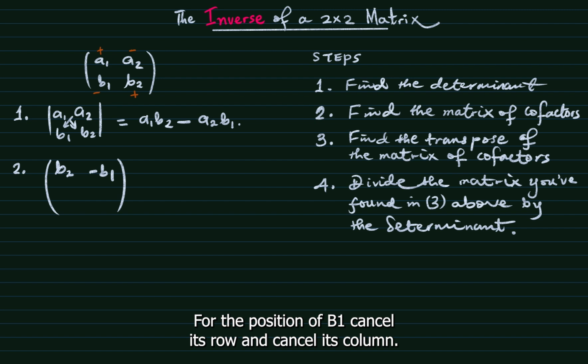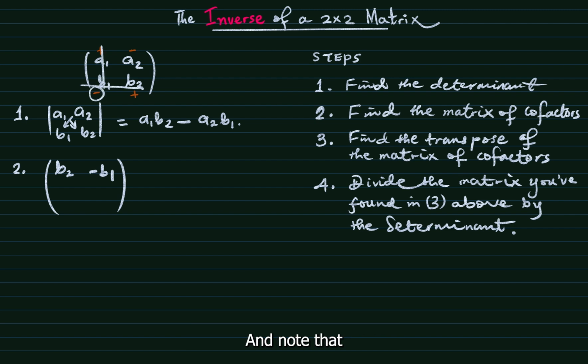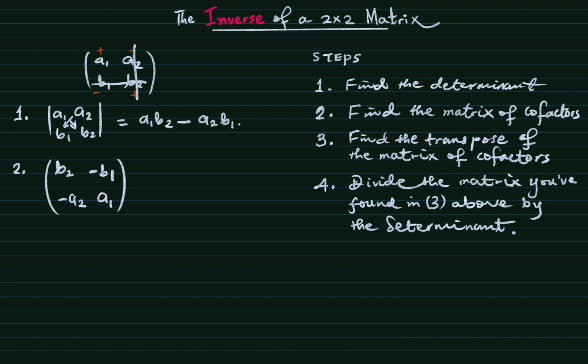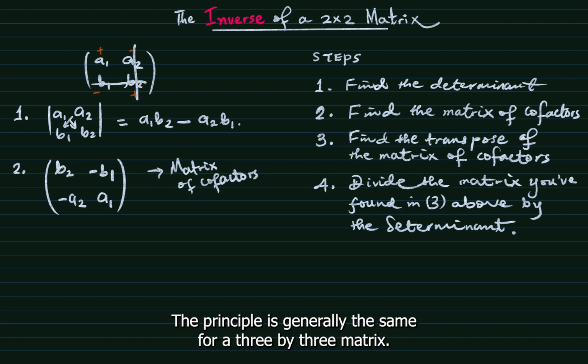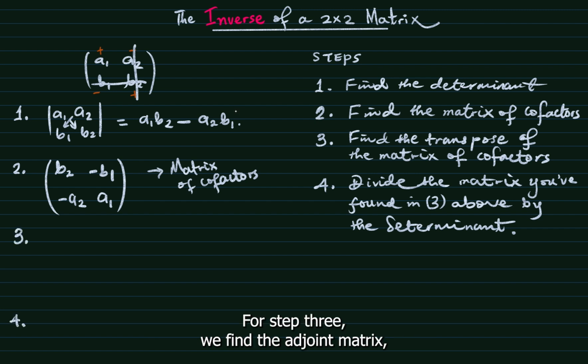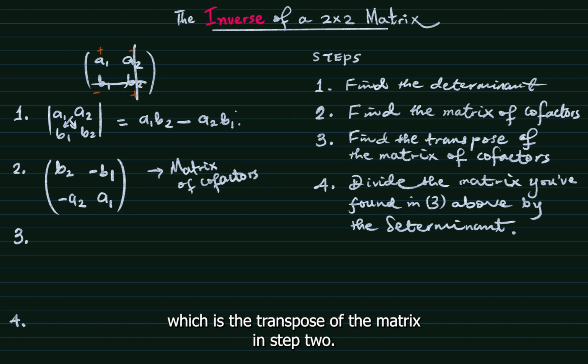For the position of B1, cancel its row and cancel its column, and note that the sign there is negative. So for B1, we'll have negative A2. And then for B2, if we cancel the row and cancel the column, we have A1, but it is positive. Now, this is your matrix of cofactors. The principle is generally the same for a 3 by 3 matrix, but we will look at that in another video. For step 3, we find the adjoint matrix, which is the transpose of the matrix in step 2.